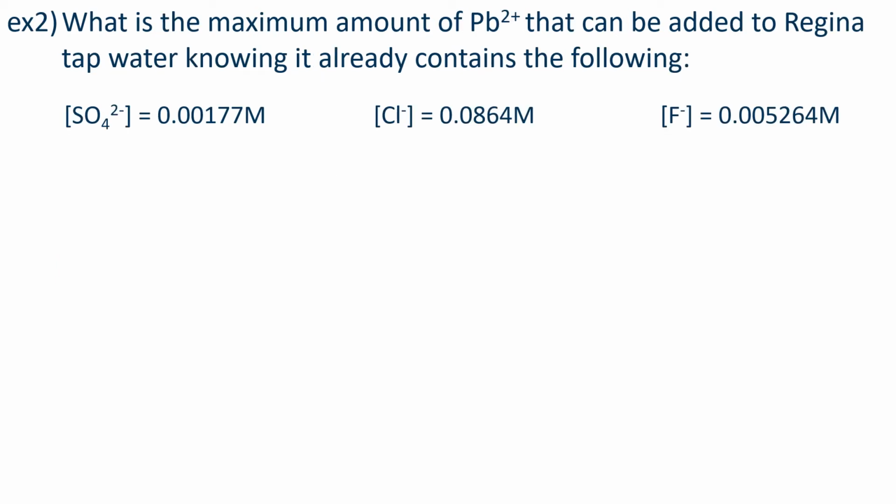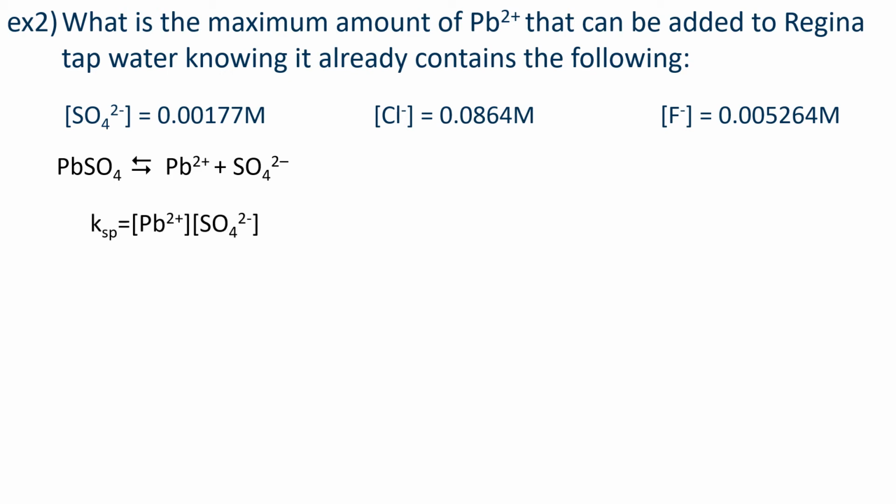Example 2. What is the maximum amount of lead-2 ion that can be added to Regina tap water, knowing that it already contains the following: sulfate, chloride, and fluoride ions? So we have three potential solids that could form with the lead. The first one is lead-2 sulfate. So I will do a balanced decomp equation for lead-2 sulfate, breaking up into lead-2 ion and sulfate ion. From this, we'll make our KSP expression.